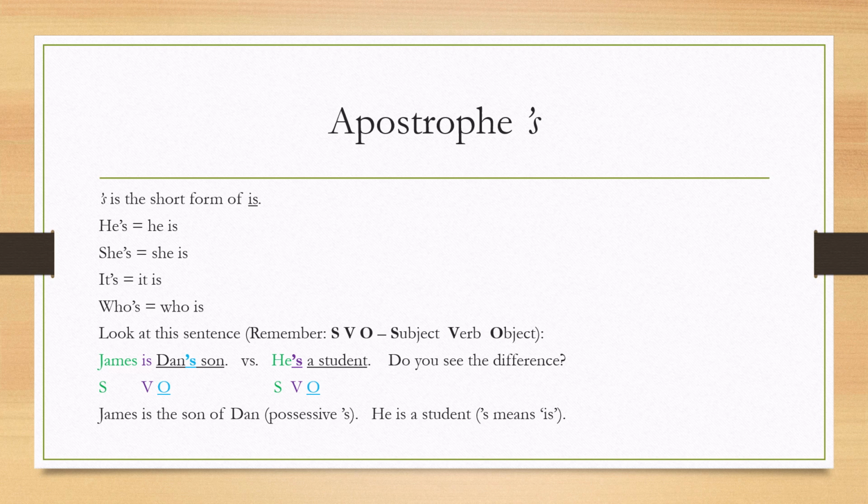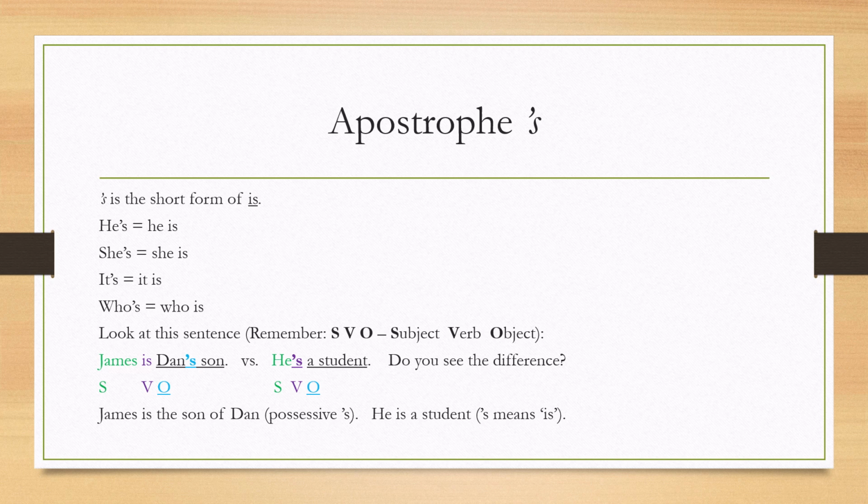Look at this sentence. Remember SVO in English. Subject, verb, object. James is Dan's son versus he's a student. Do you see the difference? James, subject, is, verb, Dan's son is the object. And in that object, we have a possessive apostrophe s, not so? In Dan's son, which is son of Dan, or James is the son of Dan. That's our possessive apostrophe s.